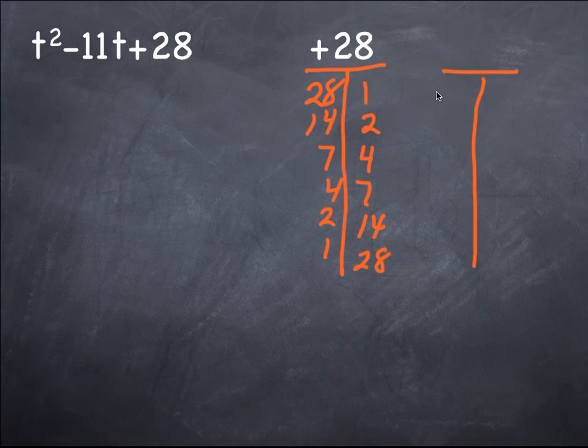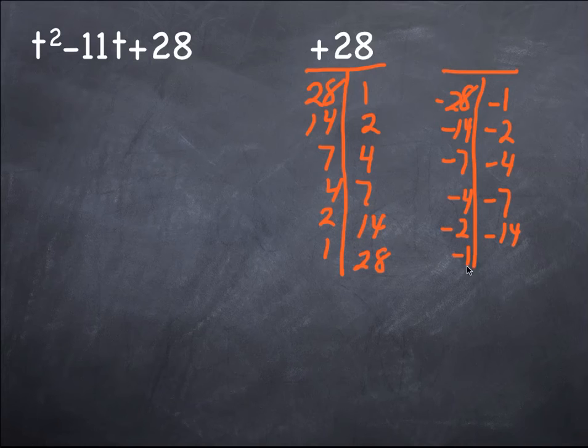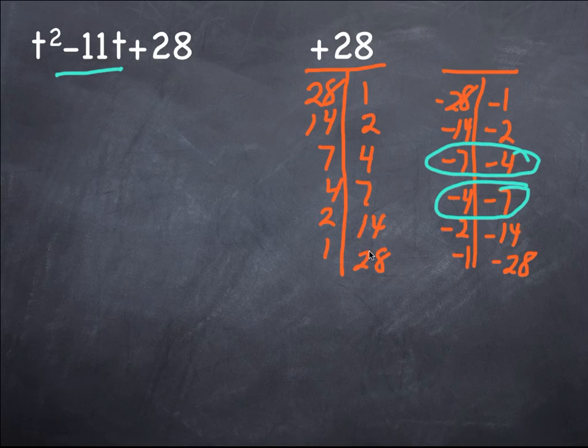We also need to evaluate all the negative factors of 28, like negative 28 and negative 1, negative 14 and negative 2, negative 7 and negative 4, negative 4 and negative 7, negative 2 and negative 14, and negative 1 and negative 28. Which set of all these factors, when added together, give us the coefficient of negative 11? That would be both negative 7 and negative 4 and negative 4 and negative 7.